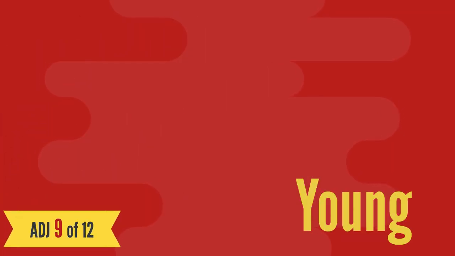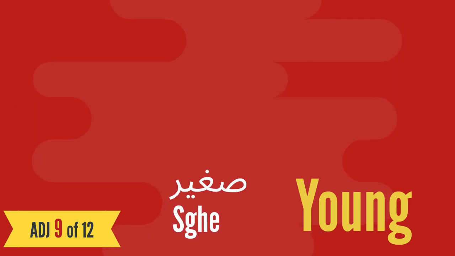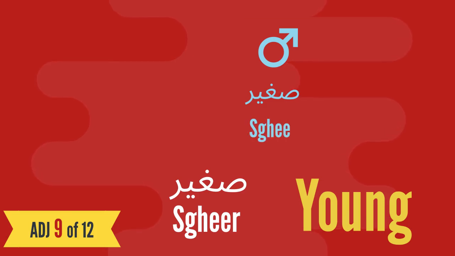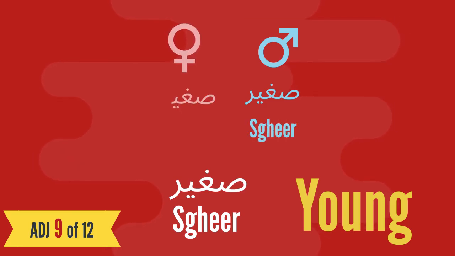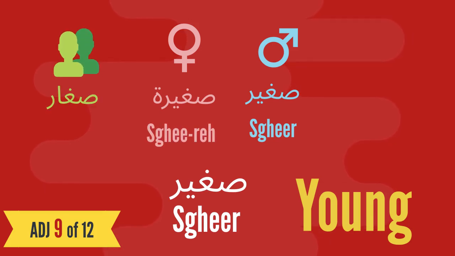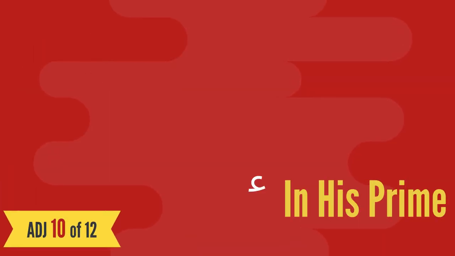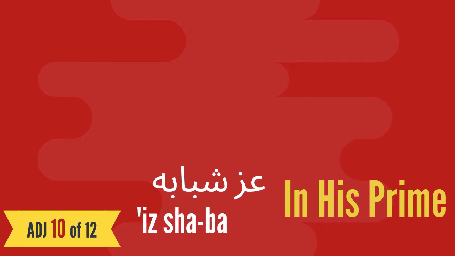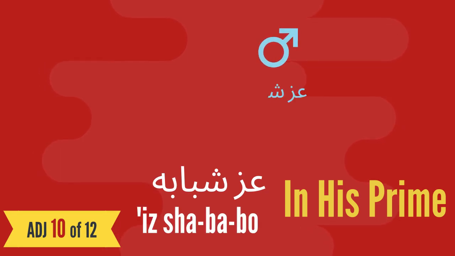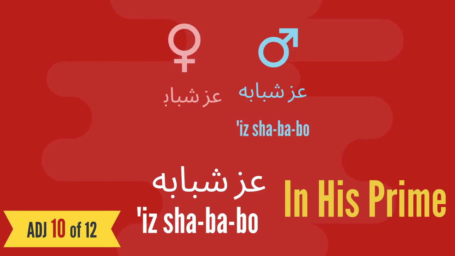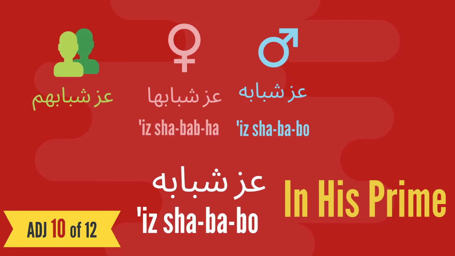Next is young. صغير. For male, صغير. For female, صغيرة. In plural, صغار. In his prime, عز شبابه. So that's the male, عز شبابه. Female, عز شبابها. In plural, عز شبابهم.